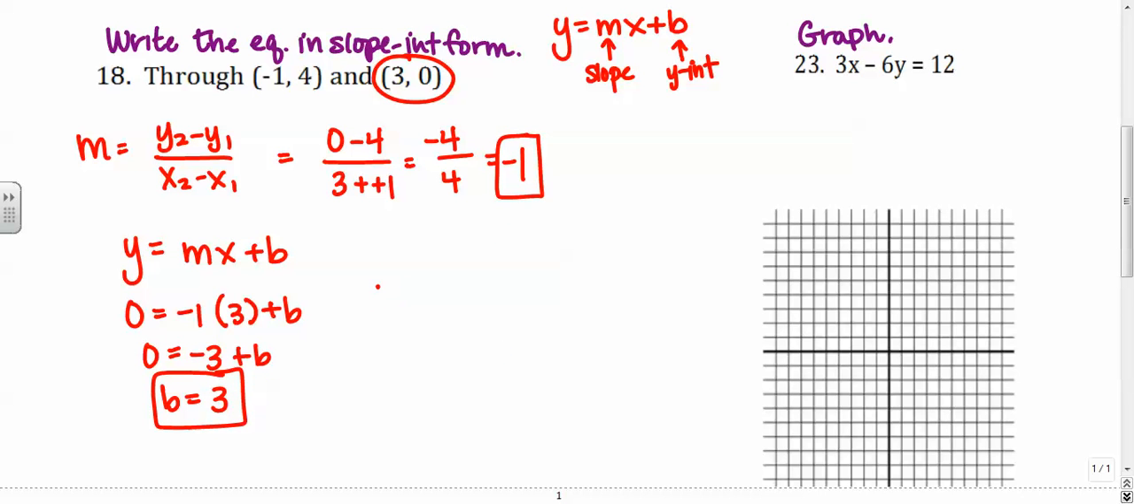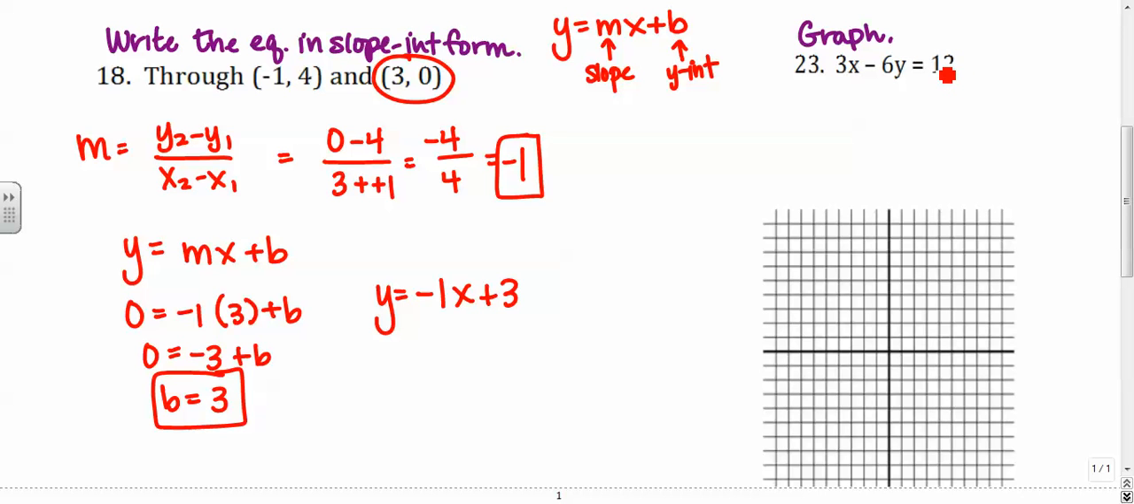And now I have all the information I need to write the equation of my line. I have an m of negative 1, so y equals negative 1x, and then a b of 3, so plus 3. If it had been a negative value, I would have just made my equation minus that number instead of adding it. Okay, so the last problem is to graph an equation.